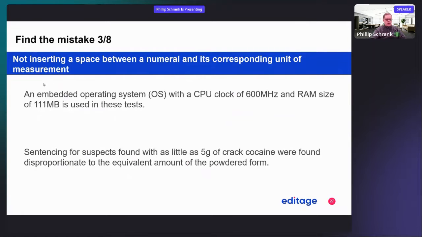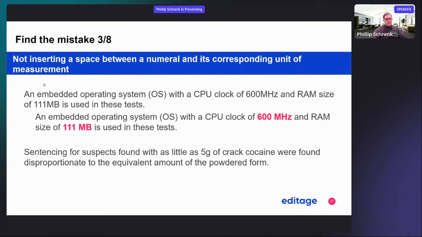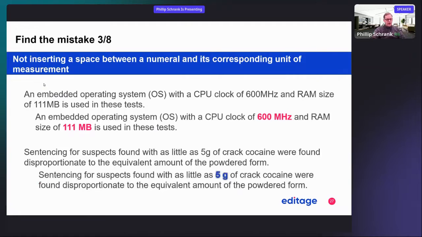So again, some more, even something like megahertz, right? 600 megahertz, 111 megabytes, and again, the second one, gram. So make sure that you're putting a space between the numeral and the unit of measurement, right? Megahertz and megabytes are both units of measurement, as is gram, of course.